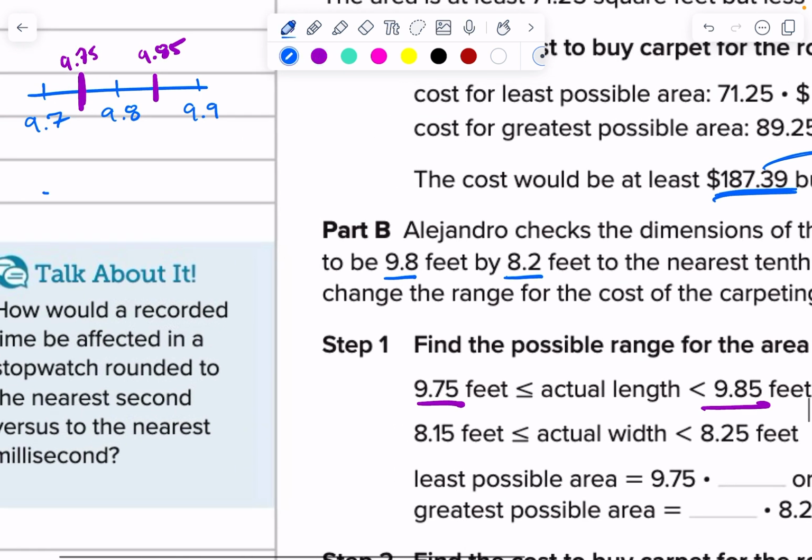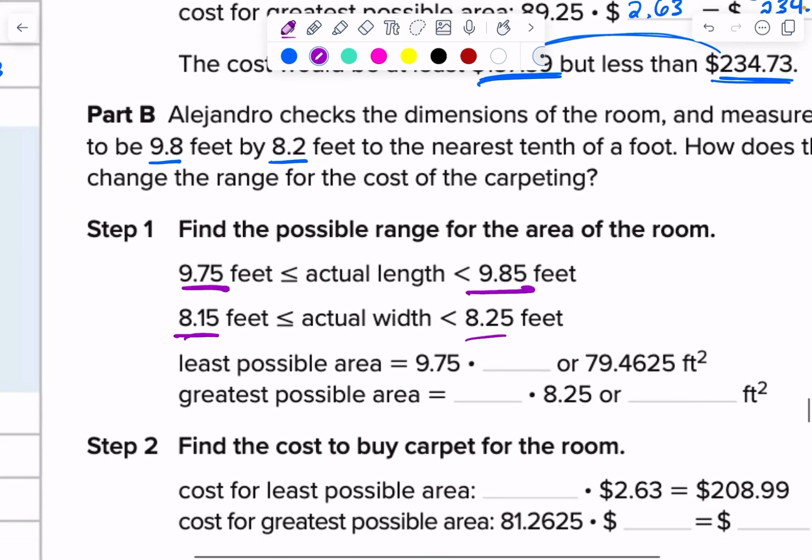8.2 feet, 8.2 is here. The increment right below that would be 8.1. The increment right above that would be 8.3. At the bare minimum, this will be 8.15. At the maximum, this will be 8.25, right? That's what my minimum and maximum are, right?